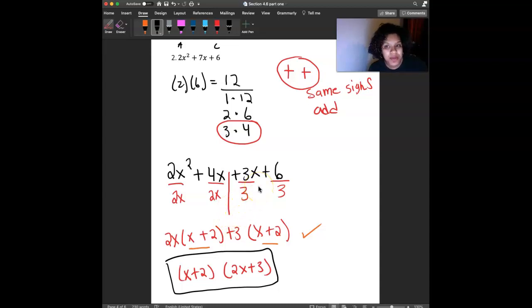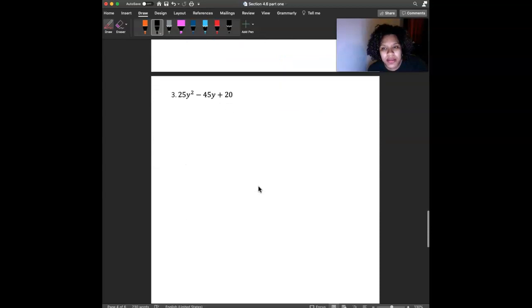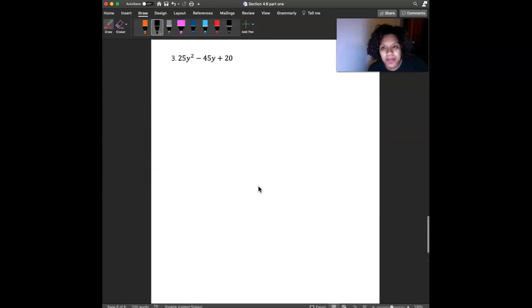All right. Let's see two more examples, I believe. Ooh, we have some big numbers. Definitely want to make sure to check if there's a GCF first. 25, 45, and 20. I do believe there's a GCF of 5. They're all divisible by 5. Go ahead and take that out.